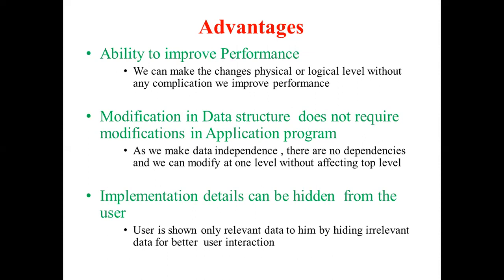Next, the implementation details can be hidden from the user. Here, the user can see only the relevant data by hiding the irrelevant data during user interaction. This is achieved with the help of data independence. The external view is not going to change, and the user is unaware of what changes take place at the backend.